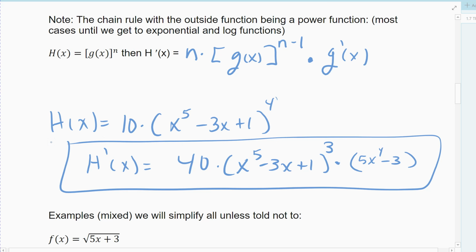And so we'll practice more examples and mix them together. The hard part is not just with the chain rule by itself, it's when we start mixing it with our product and our quotient rule, where it gets a little trickier. All right, so we'll do that in the next video.